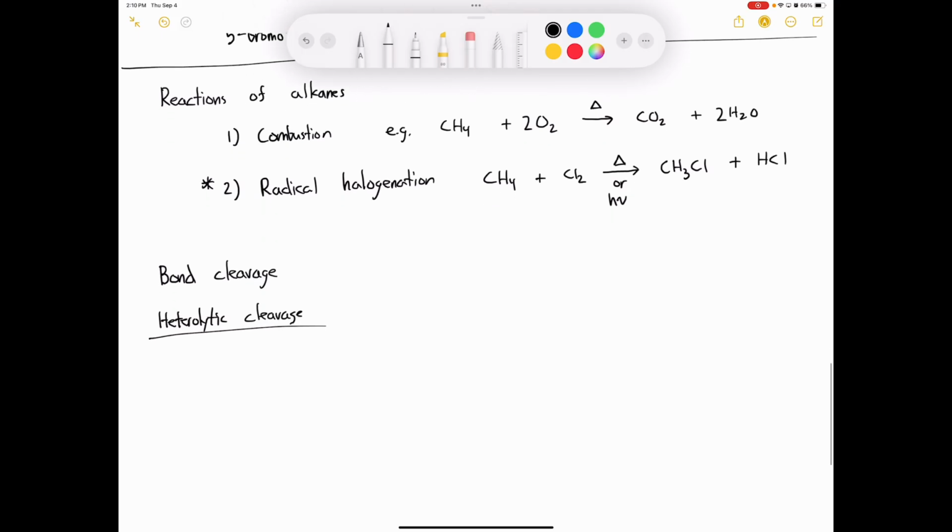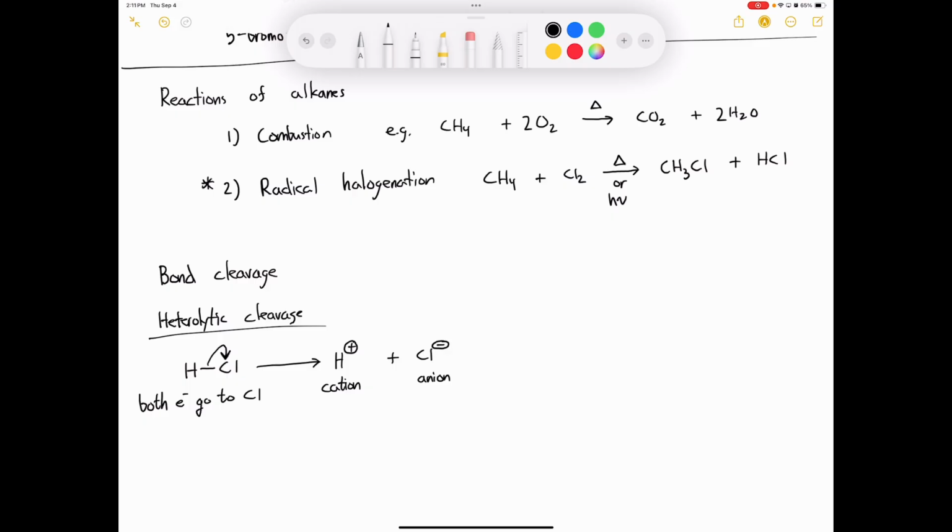In this type of bond breaking event, both the electrons go to one atom. This is an example of an acid-base reaction. The base takes the proton, takes the H+, and the chlorine leaves with all the electrons, gaining a negative charge. So we form an anion and a cation. Both electrons go to chlorine.